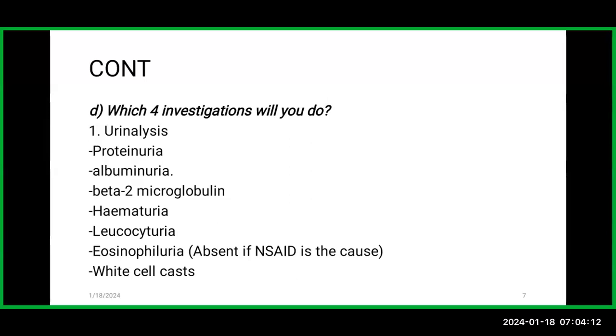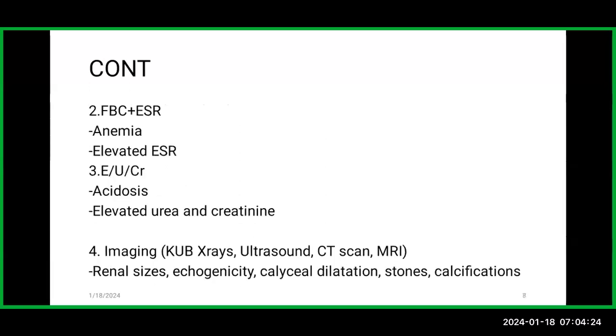I'll do a urinalysis for the patient where I will see proteinuria, albuminuria, beta-2 microglobulins may also be seen, hematuria, leukocyturia, eosinophiluria may be seen, but is absent if it is an NSAID-induced nephritis. Then full blood count and ESR, she may have normocytic normochromic anemia with elevated ESR. EUCR will be in the range where she will have acidosis. Like in this case, patient has elevated urea and creatinine, so it is in keeping.